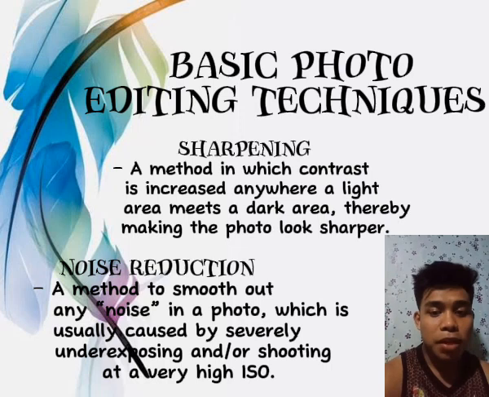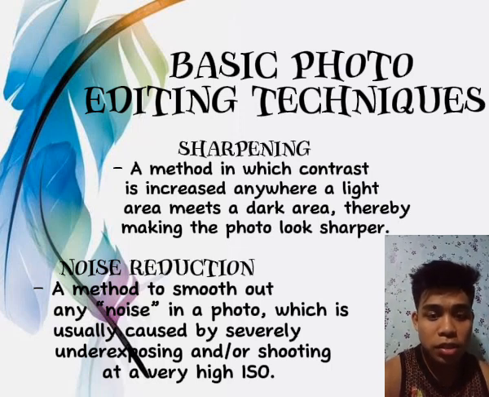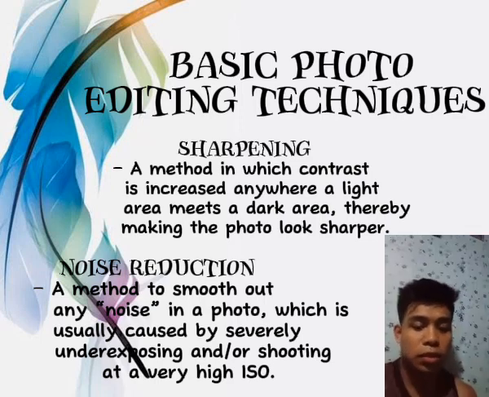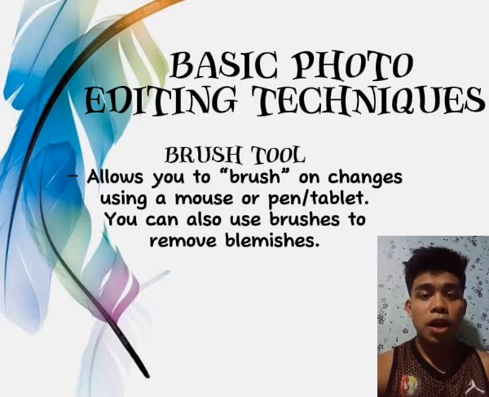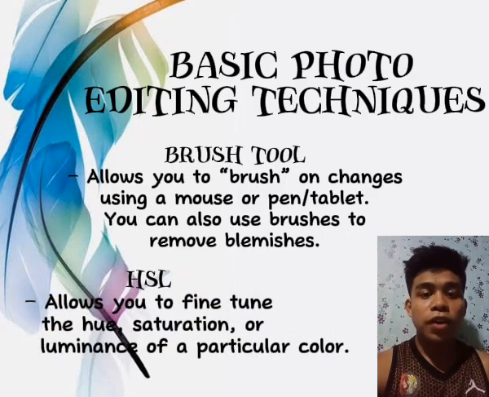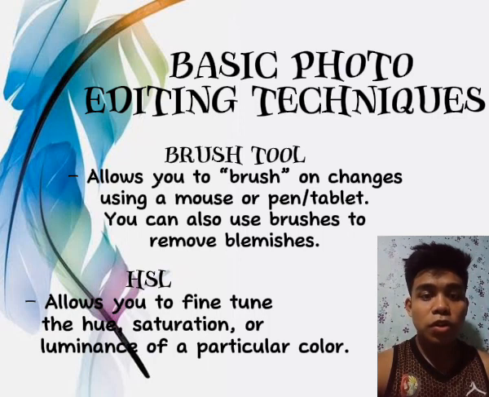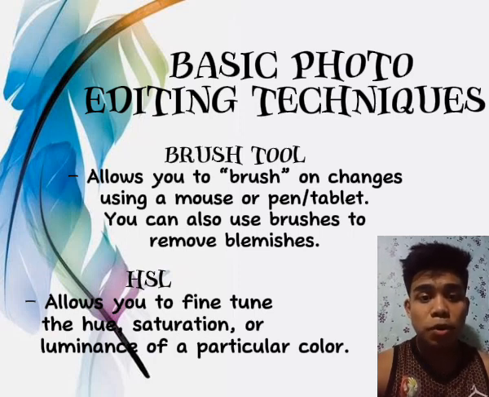Noise reduction, a method to smooth out any noise in the photo, which is usually caused by severe underexposure and or shooting at a very high ISO. Noise is not grain and is generally considered undesirable. Brush tools allow you to brush on changes using a mouse or pen tablet. You can also use brushes to remove blemishes. HSL allows you to fine tune the hue, saturation, or luminance of a particular color. For example, you could use HSL to make all the reds in a photo appear more orange, more saturated, and brighter.